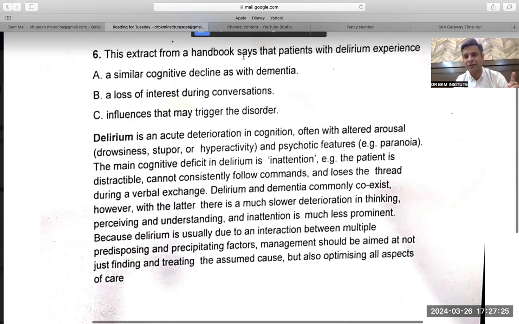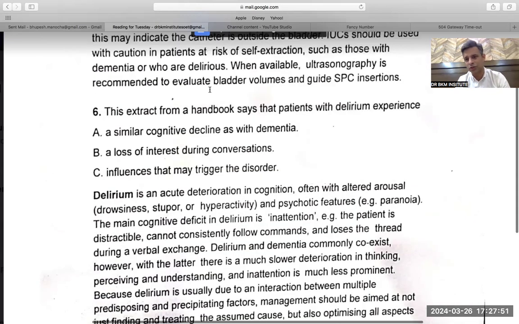The extract says that patients with delirium experience influences that may trigger the disorder. This line is not given right. I know the answer given is C, but the answer should be B in this case, because C is not making any sense. I cannot understand this point, so I will go with B. So these are overall the questions of part B.